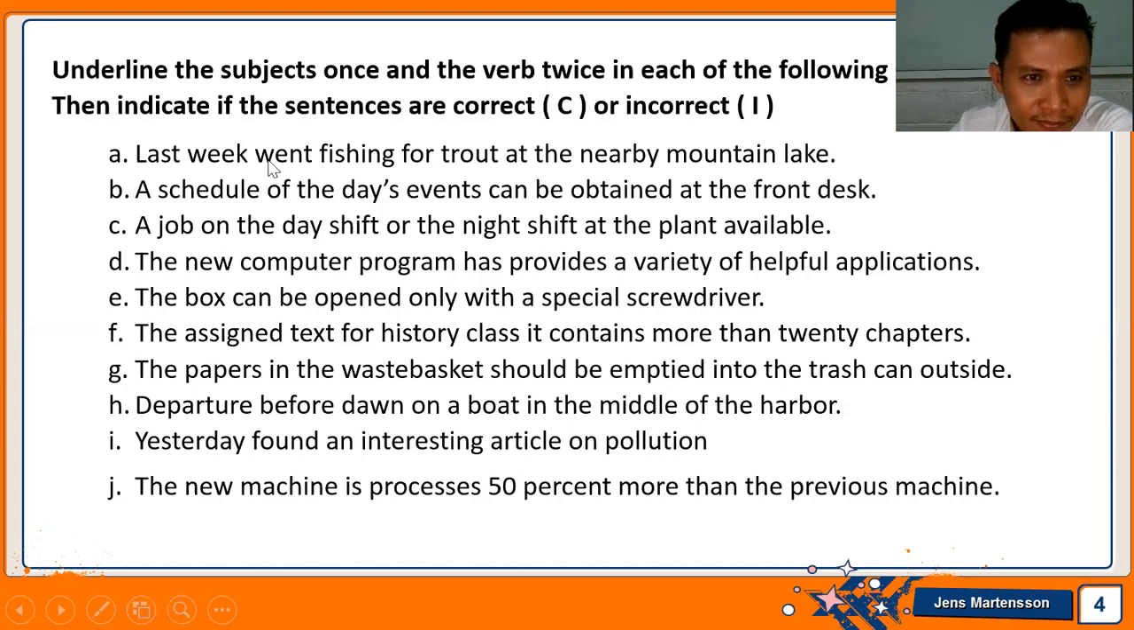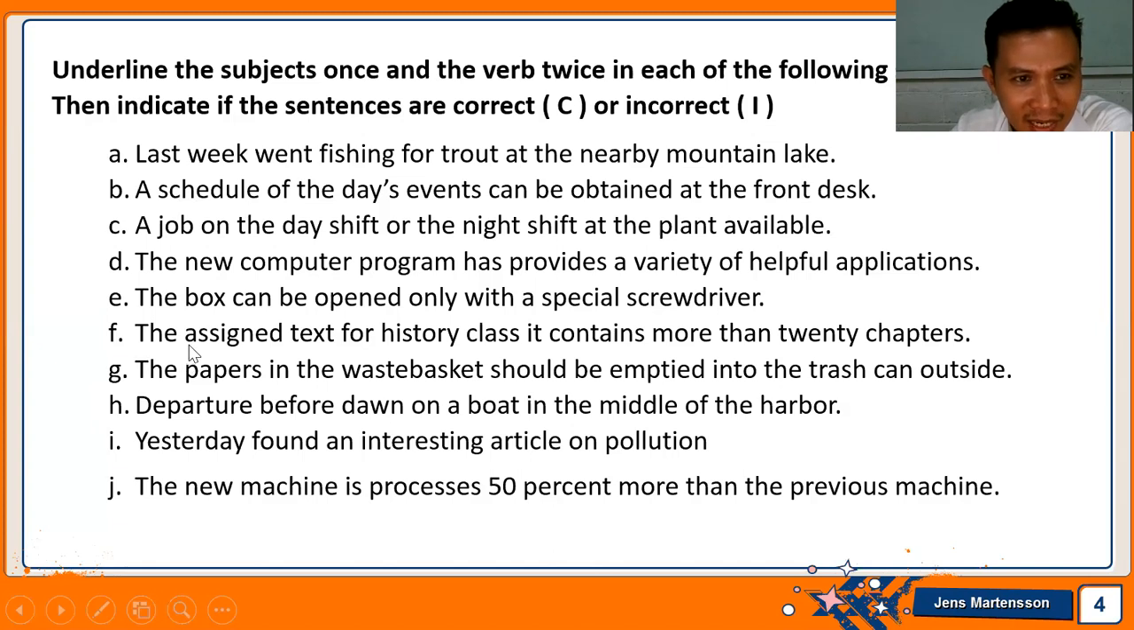Do you understand? Yes, sir, I got it. Ideal. Okay, now question B. What do you think? Is it correct or incorrect? Correct, sir. Do you think it is correct? What is the subject of the sentence?